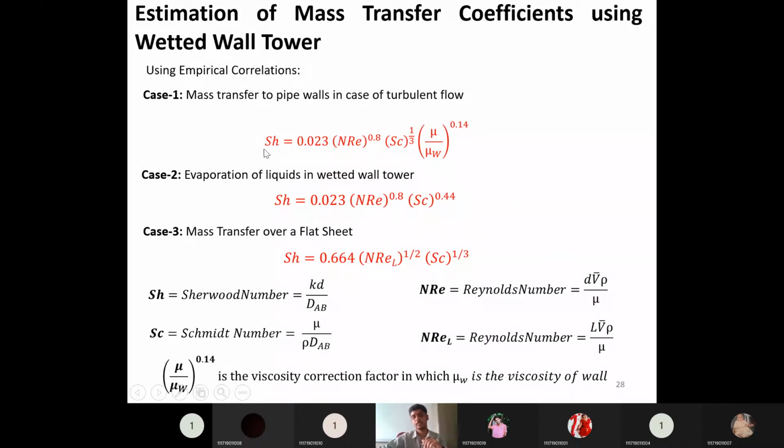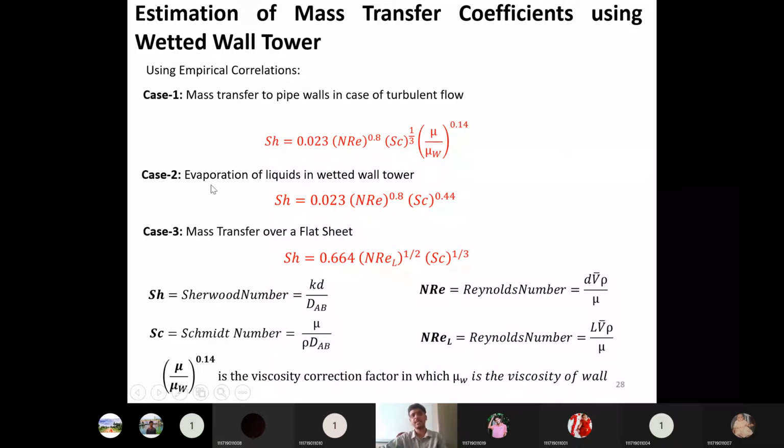Sh means Sherwood number. Sherwood number is equal to 0.023 Re to the power 0.8, where Re means Reynolds number, Sc to the power 1/3, where Sc means Schmidt number, into mu by mu_w, where mu is the viscosity of the liquid or whatever the mass transfer medium, and mu_w is the viscosity at the wall, to the power 0.14.